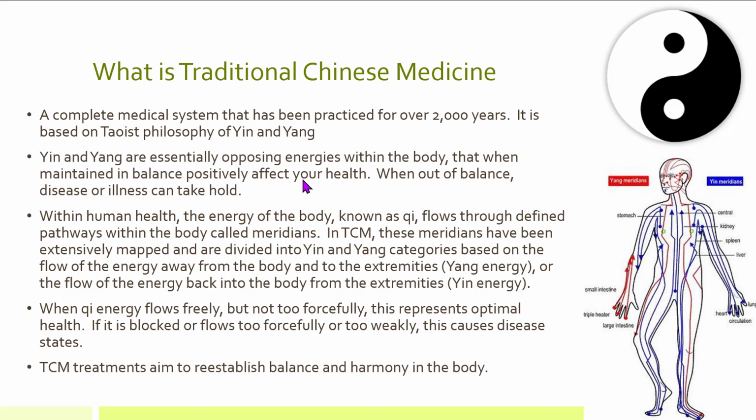To start, yin and yang are essentially opposing energies within the body. So you can think of things like soft and hard or weak and strong. These would be opposing forces. They're opposing forces that can't exist without each other. And that's what the little coloration in the yin yang symbol is about. There's always a little bit of yin in yang, and there's always a little bit of yang in yin.